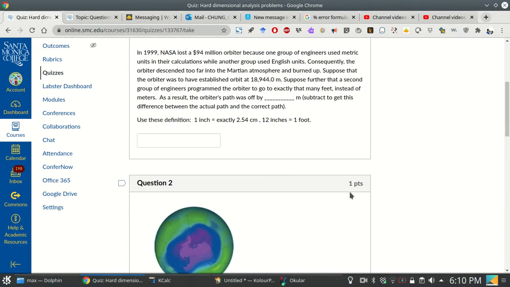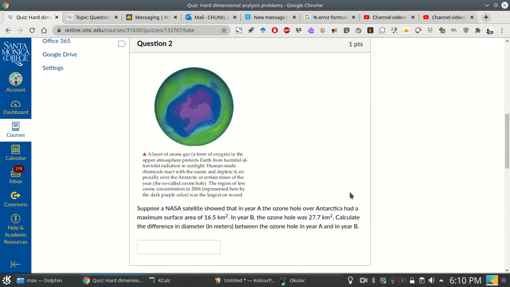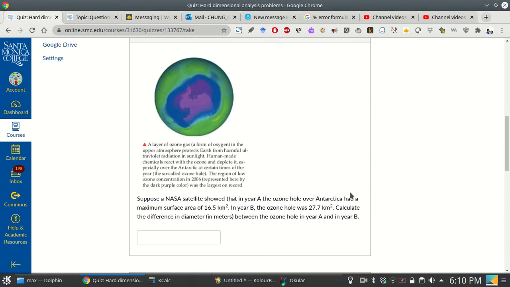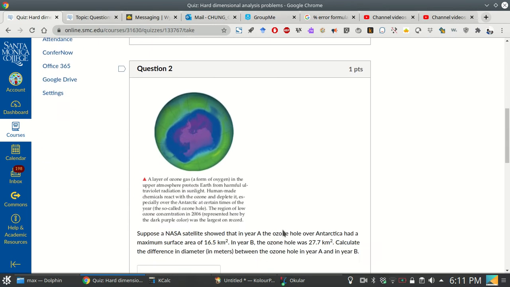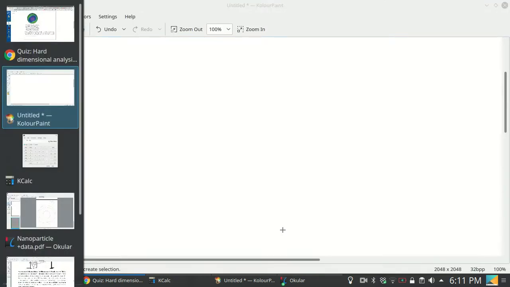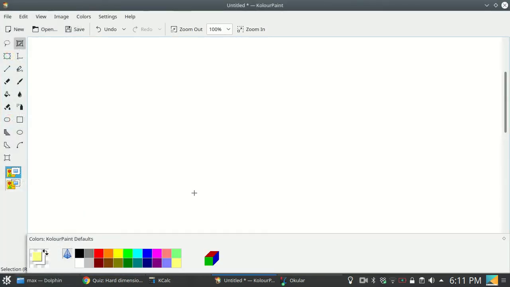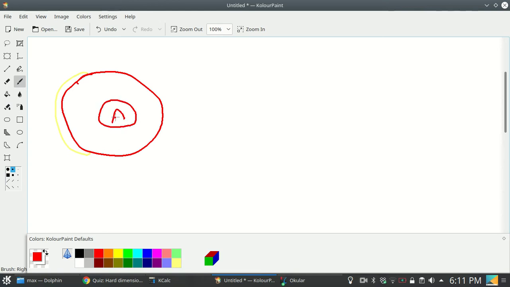I think I'm just going to do all these in a single video. Blah, blah, blah, ozone hole, blah, blah, blah, difference in diameter in meters, year A and year B. Okay, so this is another complicated problem, so I'm going to draw a picture. Ozone hole was a real thing, by the way. Did you know that? Ozone hole in year A and ozone hole in year B.